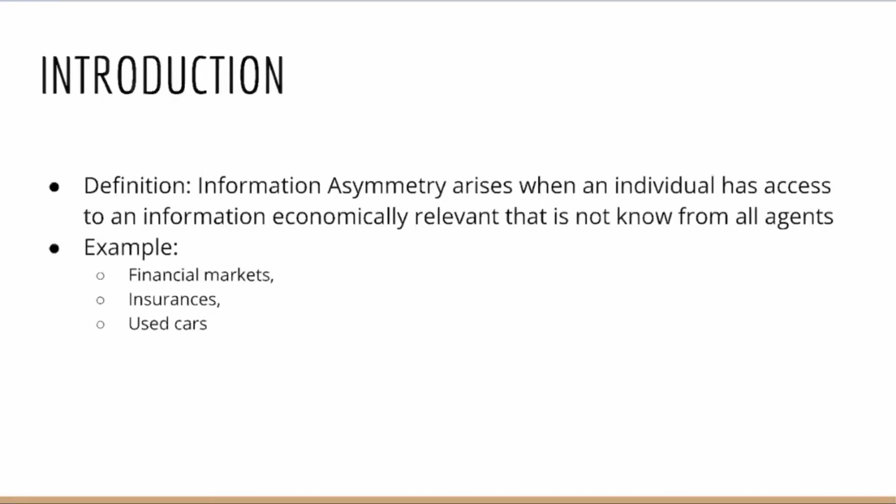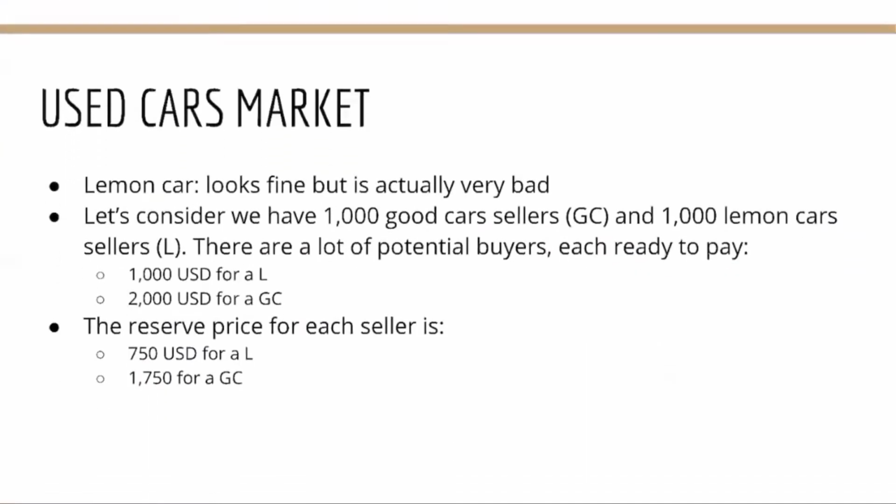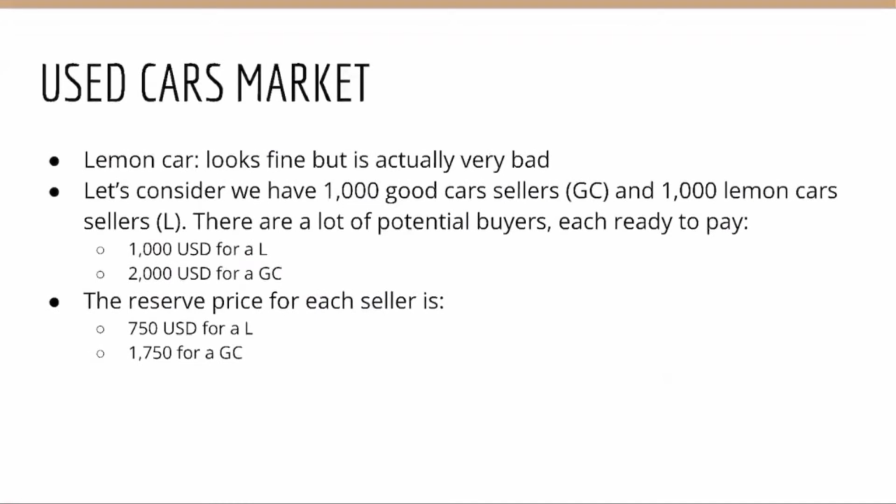So information asymmetry arises when an individual has access to an economically relevant information that is not known from all agents. And basically we see that in the financial markets, but we also see that with insurances or with the used car market. And so we'll be talking about the used cars market.